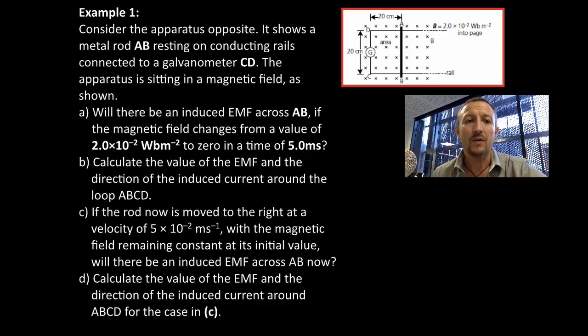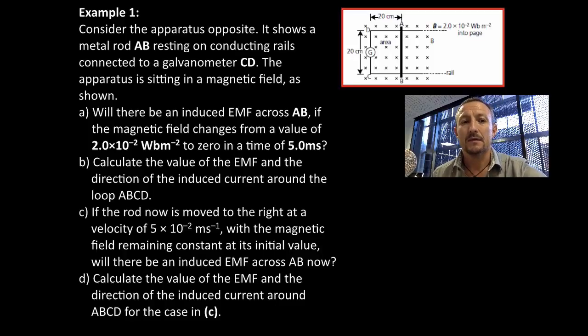So what's going to happen is, we're initially going to be asked in A, will there be an induced electromotive force across AB if the magnetic field changes from a value of 2 times 10 to the negative 2 Webers per square meter to 0 in a time of 5 milliseconds? Then we're going to calculate the value of the EMF and the direction of the induced current around the loop A, B, C and D. Then we're going to see if the rod is moved to the right at a velocity of 5 times 10 to the negative 2 meters per second, with the magnetic field remaining constant at its initial value. We're going to be asked, will there be an induced EMF across AB? And then finally we will calculate the value of the EMF and the direction of the induced current around A, B, C, D for this case in C.